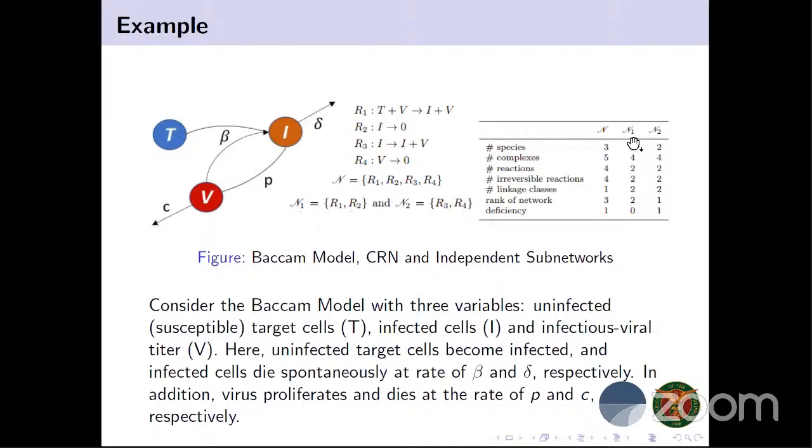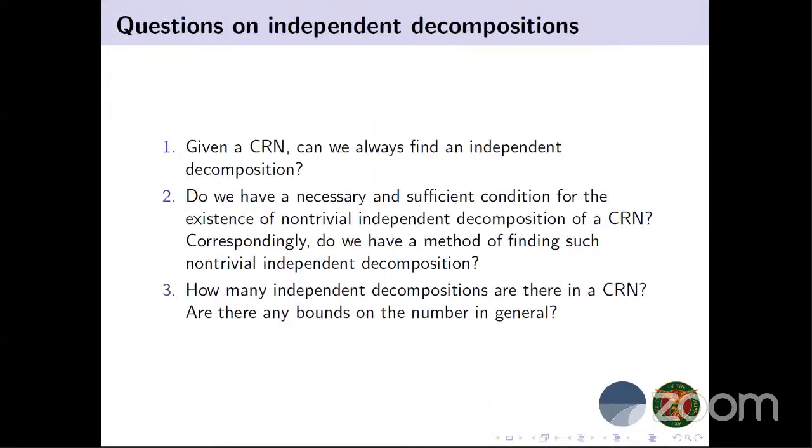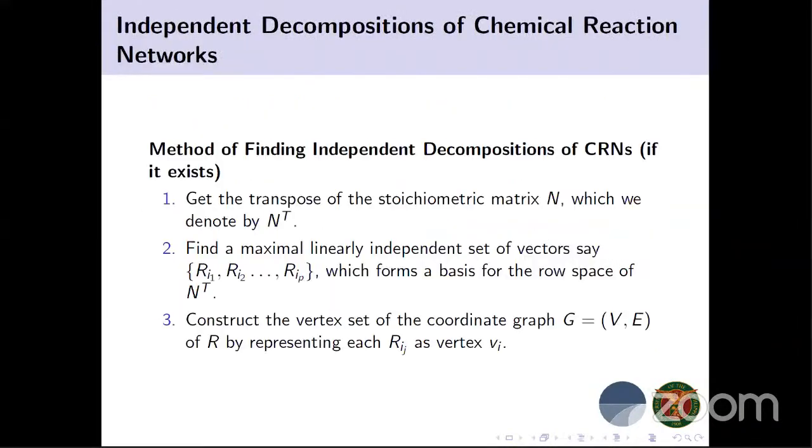In this example, we have to use the deficiency zero theorem. So remember, let's again look at the deficiency zero theorem. In the deficiency zero theorem, the following statement holds. If the network is not weakly reversible, then for arbitrary kinetics, the differential equations for the corresponding reaction system cannot admit a positive equilibrium. So for deficiency zero and not weakly reversible, then for any arbitrary kinetics, there is no positive equilibrium.